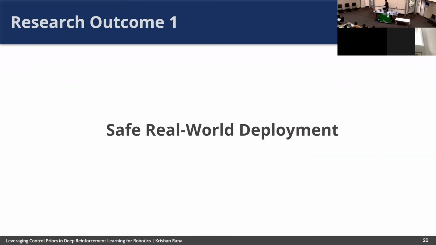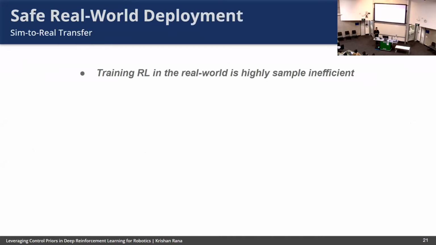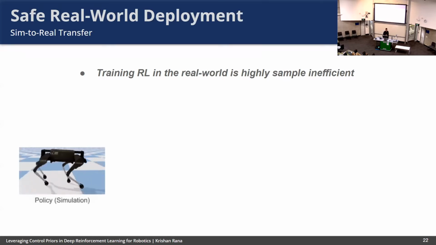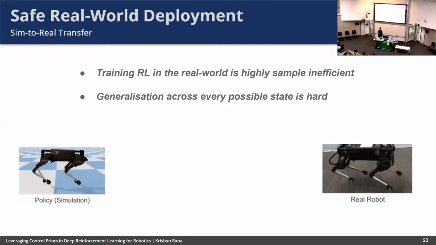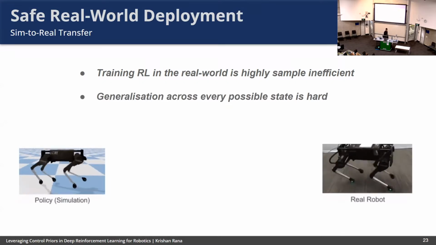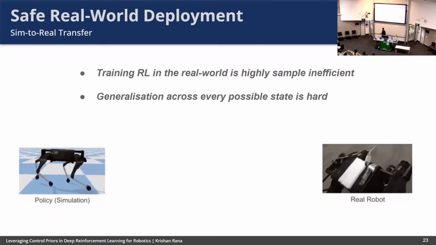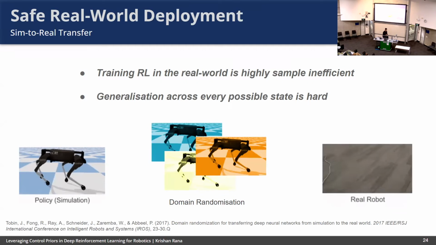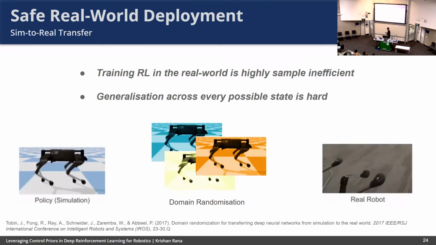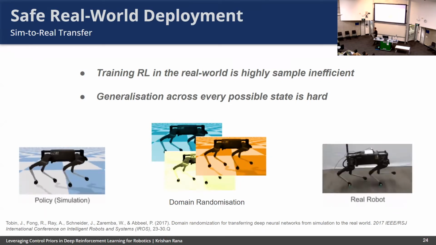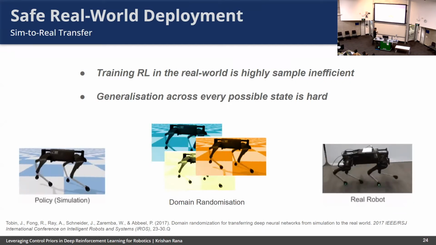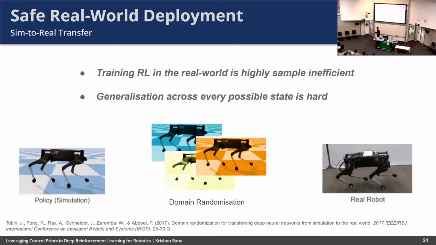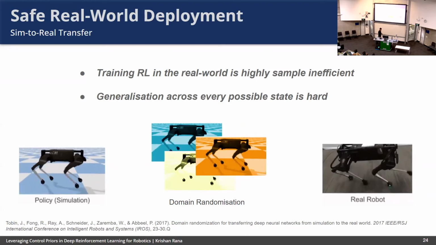So with that, we'll go into research outcome 1, which focuses on the safe real-world deployment of RL agents. As I mentioned before, training an RL agent in the real world is highly sample inefficient. So one way people circumvent this is the idea of training in simulation and then transferring to the real world. However, generalization across every possible state is hard, right? We can see this robot here sees an unknown state, and it just collapses, right? Some work has tried to address this via domain randomization: expose the agent to as many state variations as possible, hoping that the distribution of states it sees when deployed is captured by this randomization during training, right?